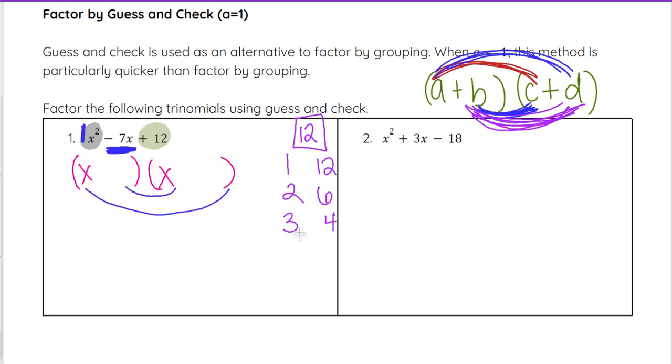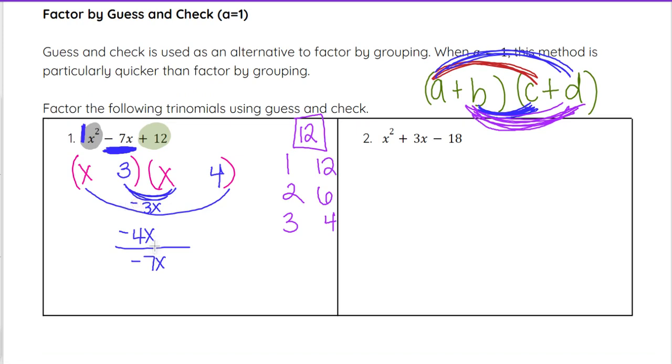For example here, the guess and the check part is picking a pair that we can place at the end of each parenthesis. So for example, 3 and 4. Wherever you put the 3, wherever you put the 4, the inner product is going to be these 2 multiplied together, so that would be 3x. The outer product would be x times 4, which is going to be 4x. And we need those to combine to that middle term, negative 7x. To get negative 7x, this is where the signs come in. We need to make sure that these have the proper signs to combine to be negative 7.